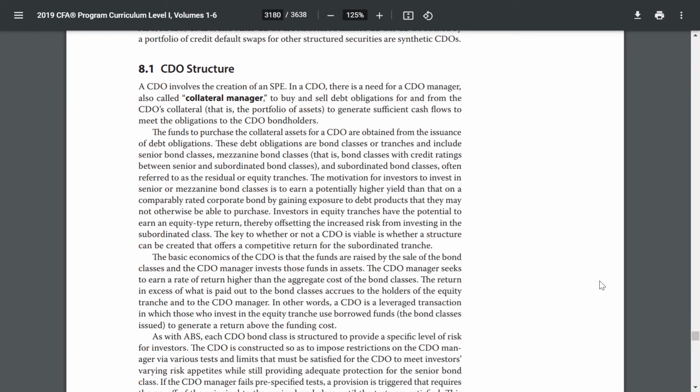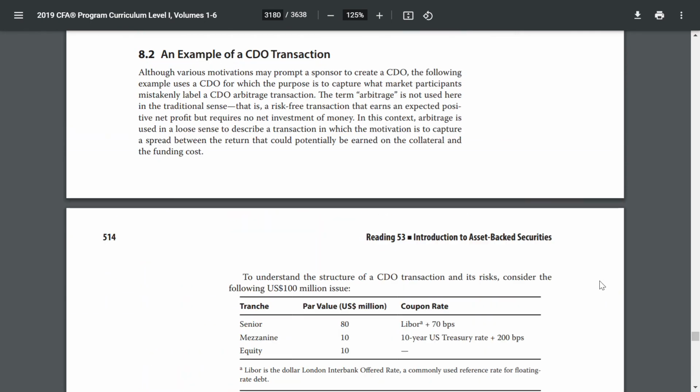CDO structure. The CDO involves the creation of an SPE, as usual. In the CDO, there is a need for the CDO manager, also called a collateral manager, to buy and sell debt obligations for and from the CDO's collateral to generate sufficient cash flows to meet the obligations to the CDO bondholders.